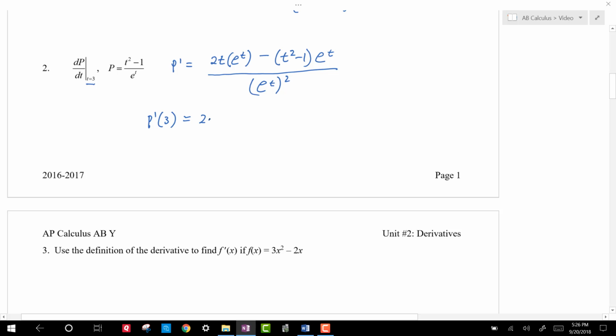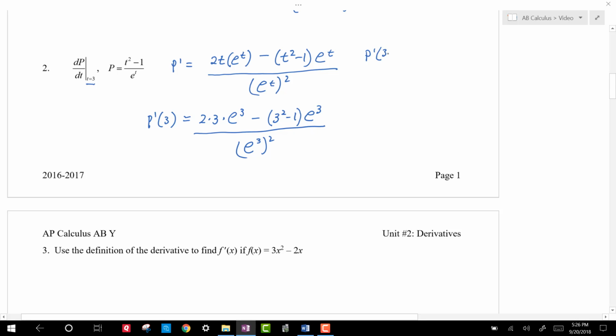Let's see what we get there. This is going to be 2 times 3 times e to the third, minus, what do we got? 3 squared minus 1, times e to the third, all over (e to the third) squared. All right? Now, depending on what we're going to do with that, we could leave it, or we can simplify it. I'm actually going to simplify this one. So let's see what we get.